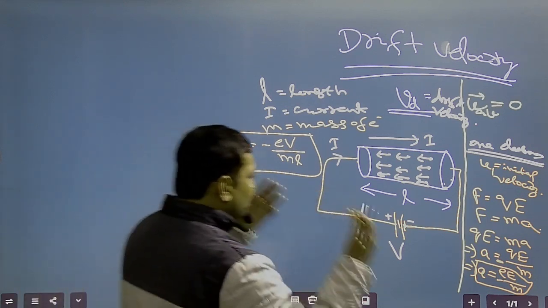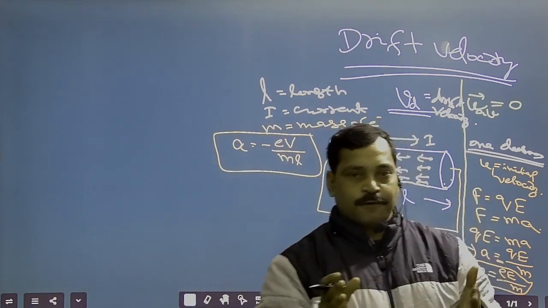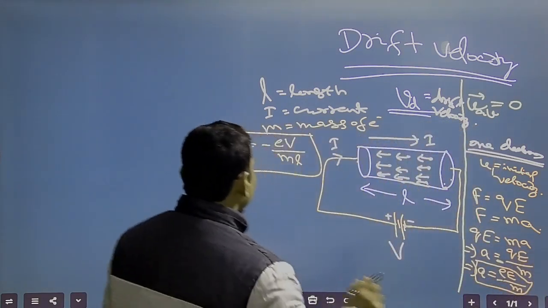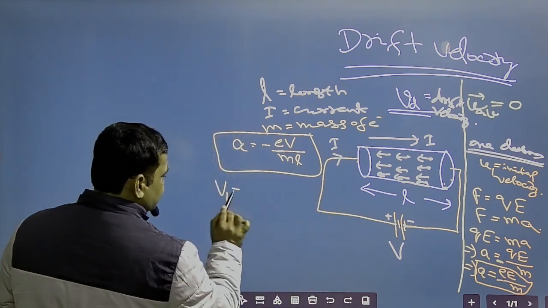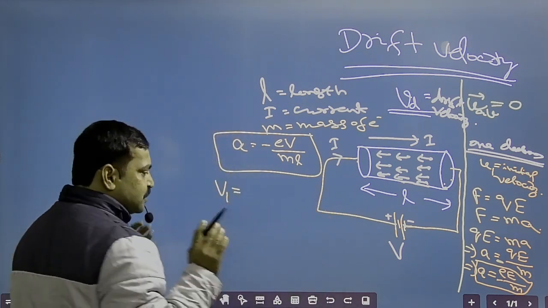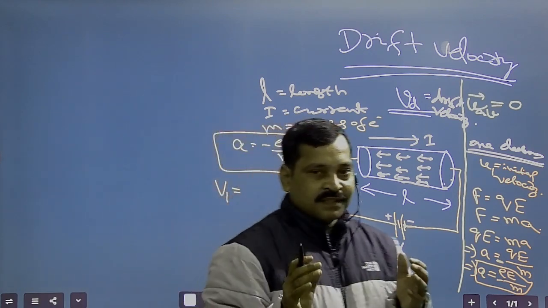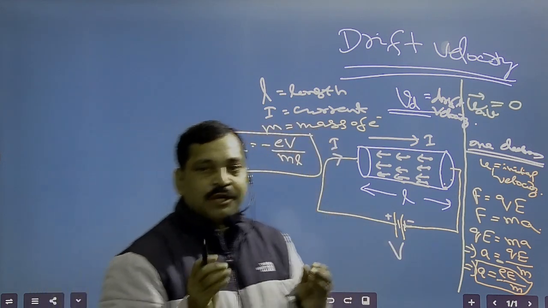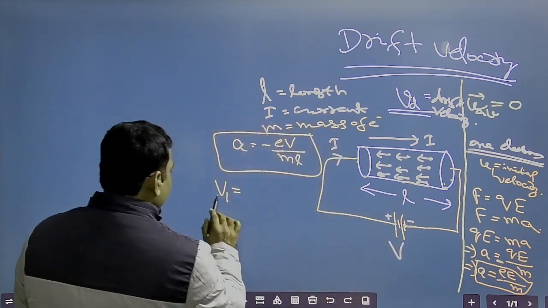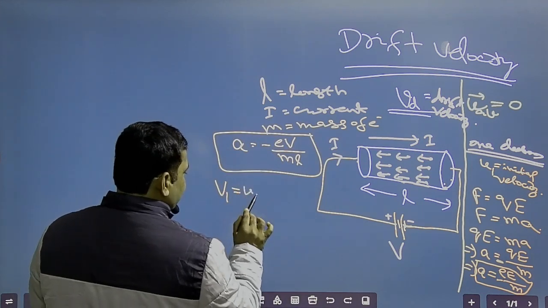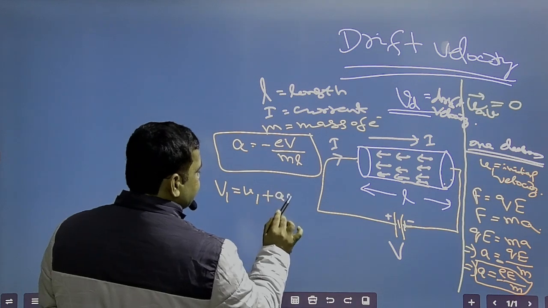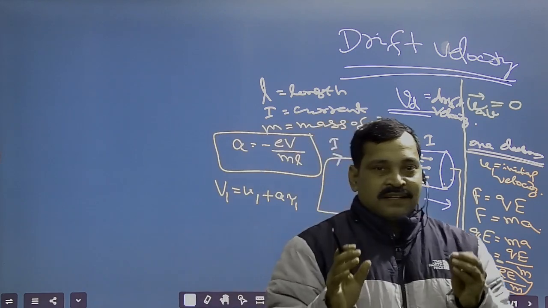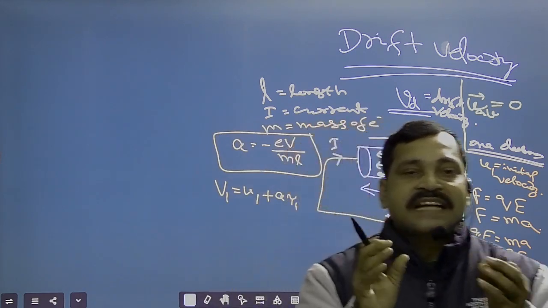So what will be the velocity acquired by the first electron when it covers a distance of L? Your V1 will be equal to, using the first equation of kinematics, v equals u plus at. So for the first electron, V1 is equal to U1 plus a tau 1. What is tau 1? Tau 1 is the relaxation time.